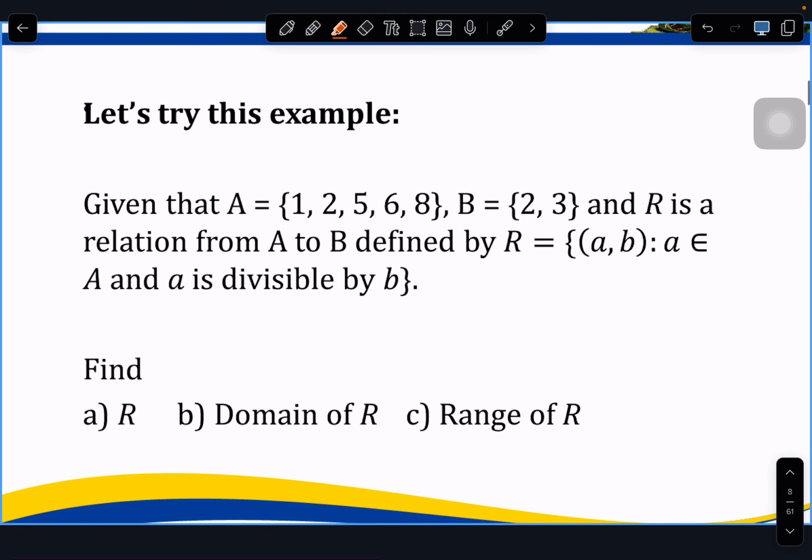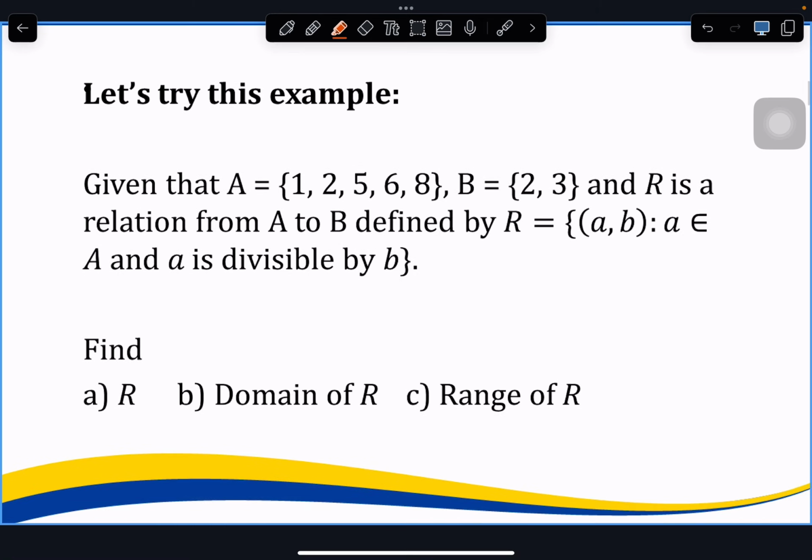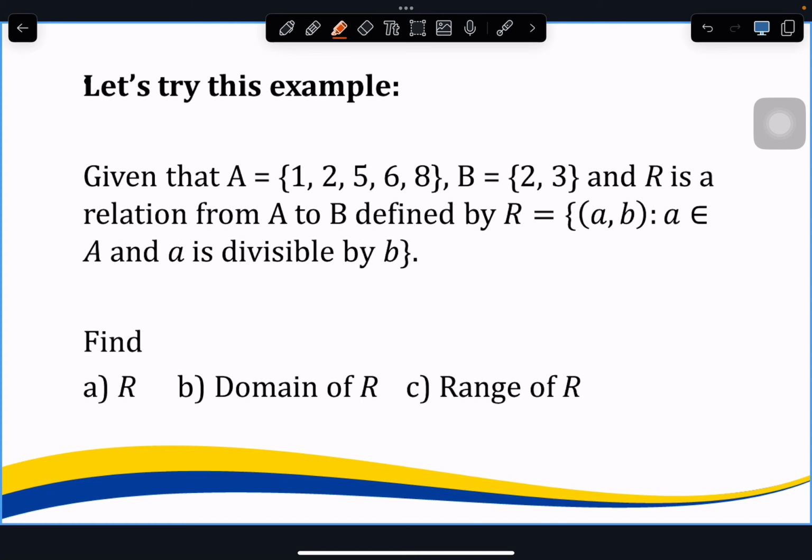Then we have this example. This one is very mathematical. Given that A is the set {1, 2, 5, 6, 8}, B is {2, 3}, and R is a relation from A to B defined by R = {(a, b) : a is an element of A, b is an element of B, and a is divisible by b}. Try this one, guys. Find (a) R, (b) the domain of R, (c) the range of R. Try this one, because I want to explain something here.